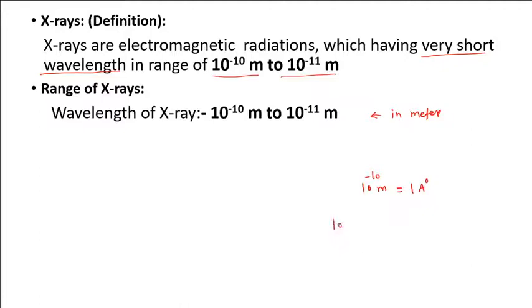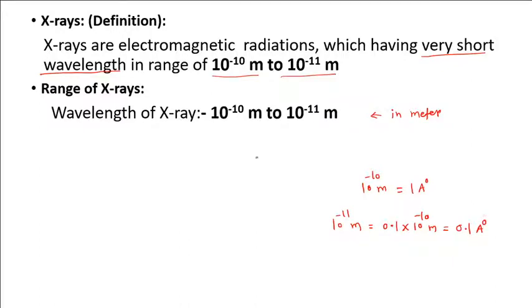Similarly, 10 raised to minus 11 meter, I can write this as 0.1 into 10 raised to minus 10 meter, and here 10 raised to minus 10 meter is nothing but 1 angstrom unit. So I can substitute this here. So I will get 10 raised to minus 11 meter is equal to 0.1 angstrom unit.